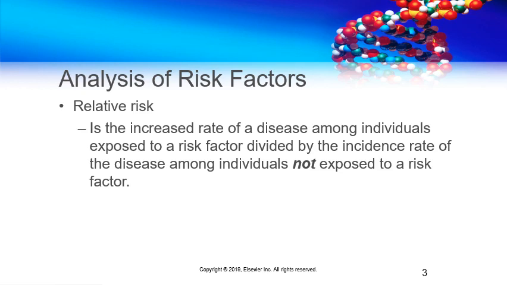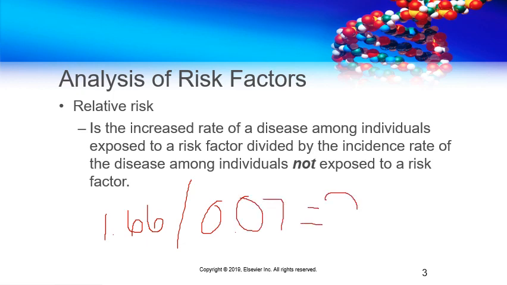So the ratio of these two incidence rates, okay, new cases in the population, is 1.66, so it was 1.7, 1.66 divided by 0.07, which is a fraction, and that's going to give you a relative risk of 23.7. So you could say that cigarette smoking increases your risk of lung cancer 24-fold. So that's your relative risk.